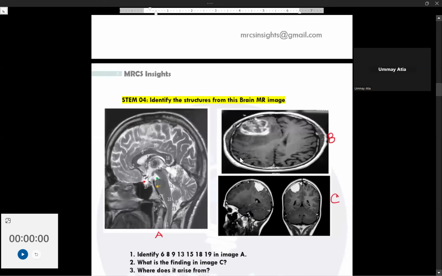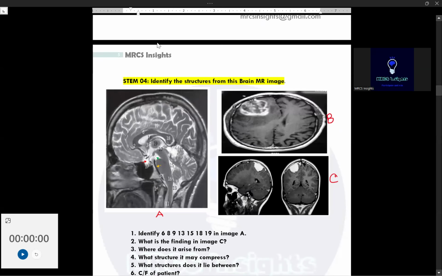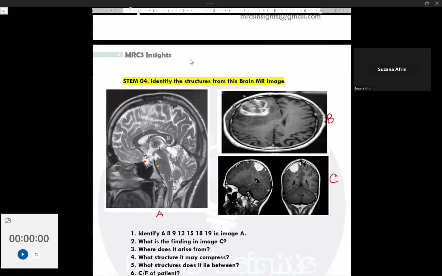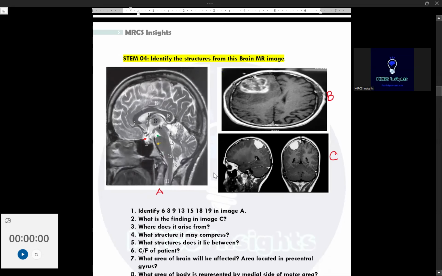Okay. So let's see who wants to be next. Doctors, please raise your hand if you want to participate. I can see Dr. Sujana Afrin, Dr. Sabrin, Dr. Raja, Dr. Mashkura, Dr. Nargis. I would like to participate. Okay, Dr. Sujana Afrin, right? Yes. Okay. Excellent. Can you see this image properly now? Yes, I can see this image. Okay, let's start.